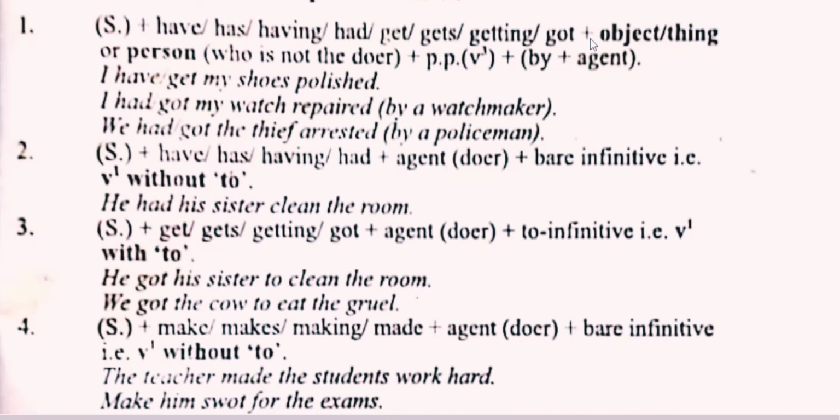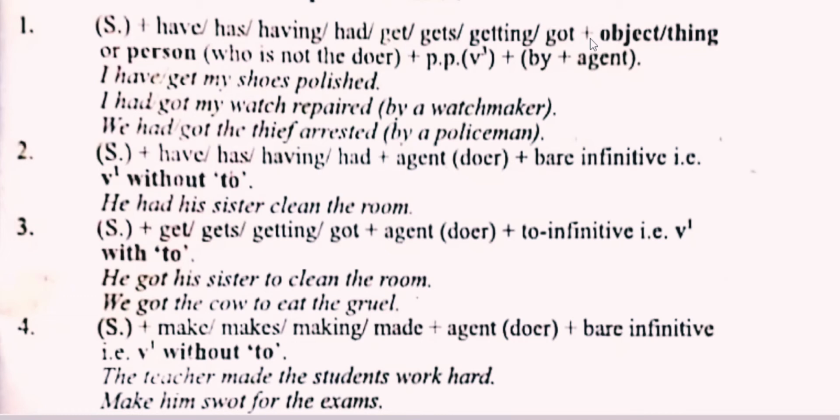Here, person. So after you write subject plus have or get in any form, then plus what do you write? Object, thing, or person. See, that person should not be the doer of action. Should not be the doer. See. Then after that, plus verb 3, the past participle. Then by plus agent. Whether there is by plus agent or not, we don't see. Up to the past participle, the sentence should be there.